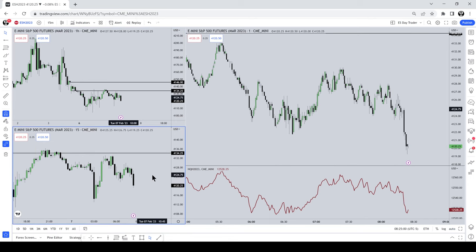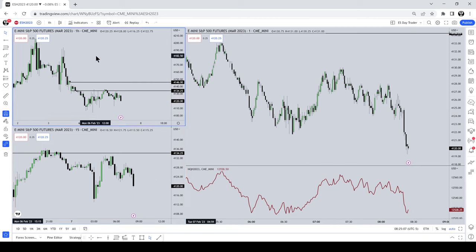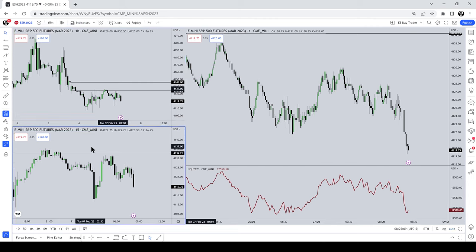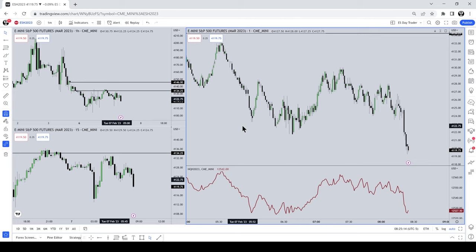Right, so we have the upper left-hand corner chart, that is the hourly chart. The lower left-hand corner is the 15-minute time frame, and the 1-minute chart, which will change throughout the live sessions. I'll toggle this particular chart from 5-minute, 4-minute, 3-minute, 2-minute, 1.